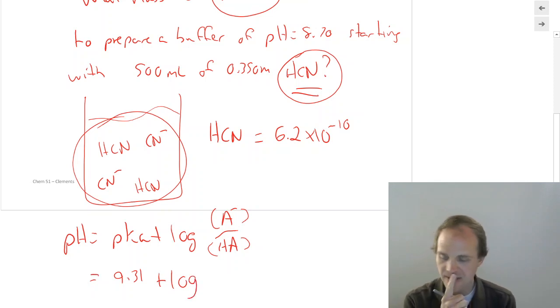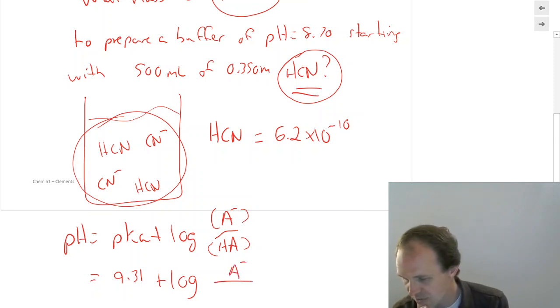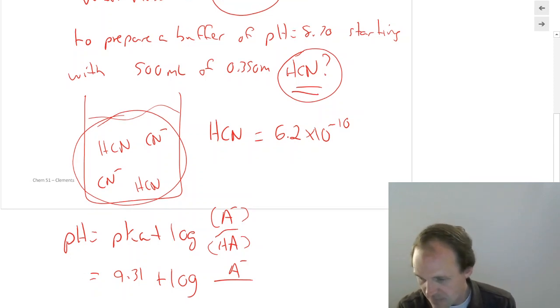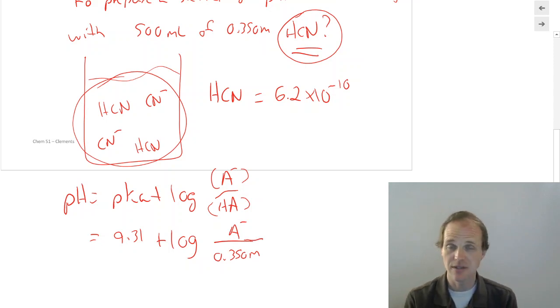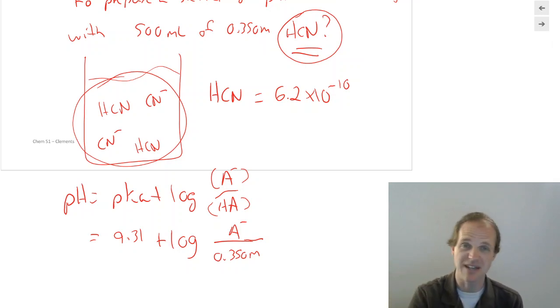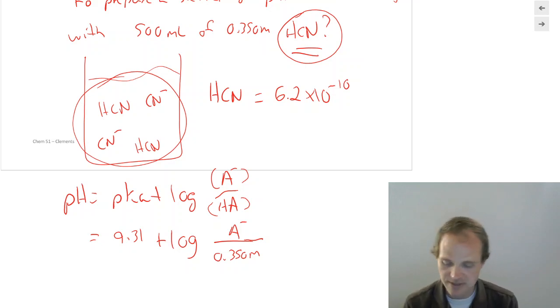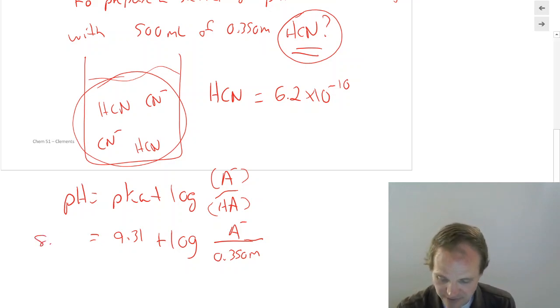How much A minus do I have? Oh, wait, I don't know. So this is going to be A minus. And then how much HA do I have? Well, I've got 0.350 molar, right? Now, you could convert that one into moles in this step, and then you'd calculate moles of A minus, and that's fine. Or what I'm going to do is calculate molarity of A minus, and then use that to calculate moles of A minus. There's two different ways to solve this. I know my pH, it's 8.70.